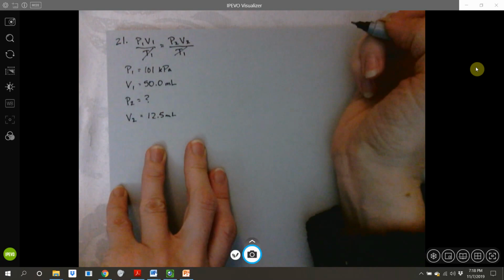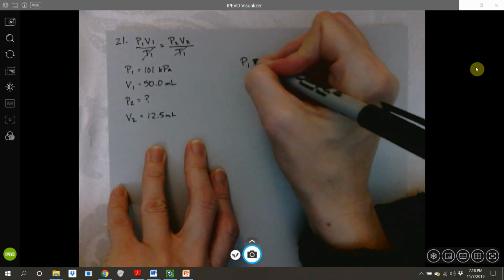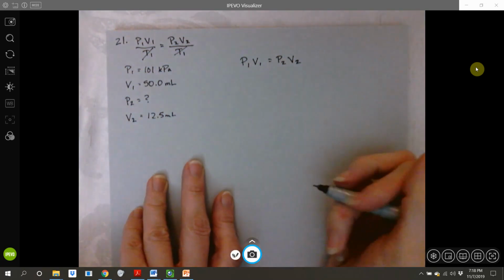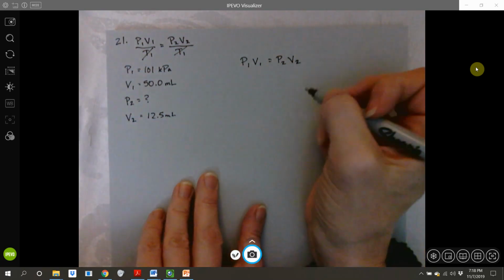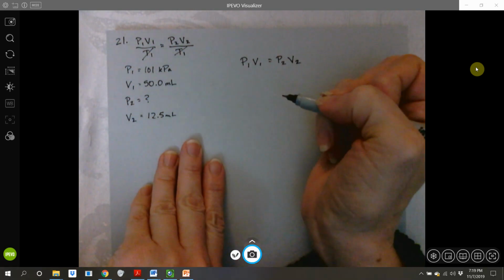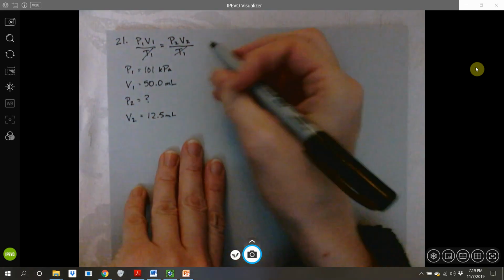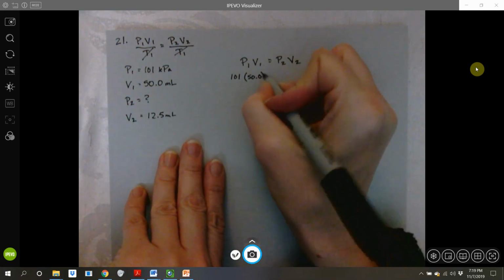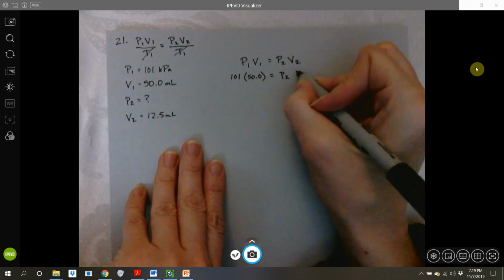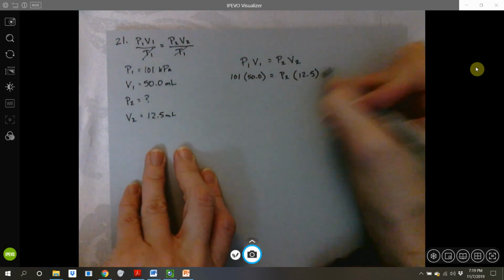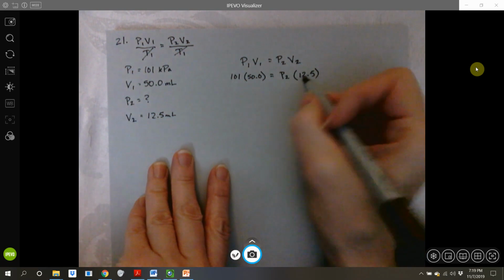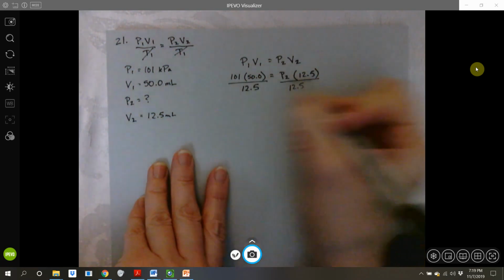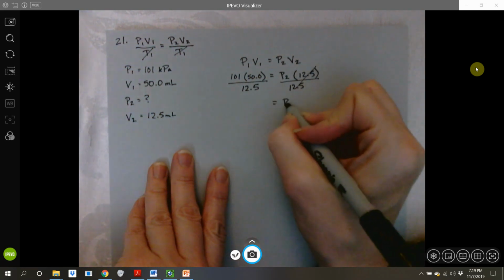Let's set up our equation then. Without the T's, it looks like this. P1 V1 equals P2 V2. This is Boyle's law for those of you who are trying to remember which one's which. Let's replace our variables with our numbers. So 101 times 50. P2 we don't know, and V2 is 12.5. Now we want P2 all by itself, so we will divide by 12.5 and divide by 12.5 to keep them equal. This cancels. We're left with P2.